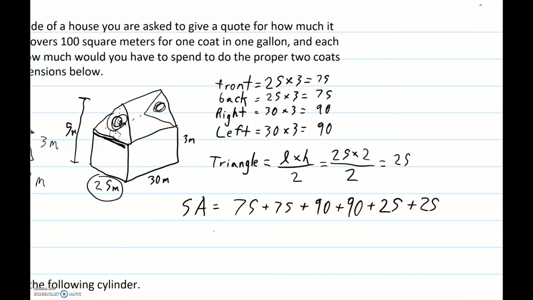So now let's add all those together. 75 plus 75, 150. This is sort of how I add in my head. 9 plus 9 is 18, so 90 plus 90 equals 180. And 25 plus 25 is 50. Now I go one further. 150 plus 50, that's easier, 200. Plus 180, 380 is our surface area.